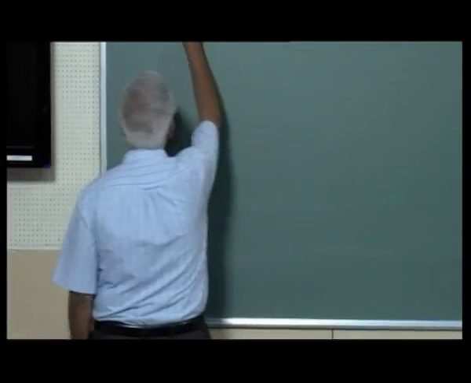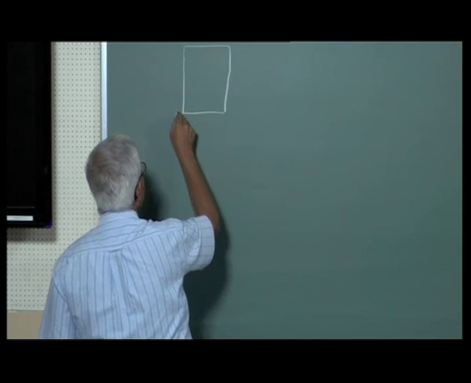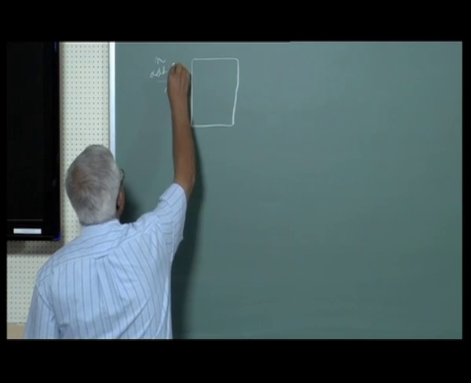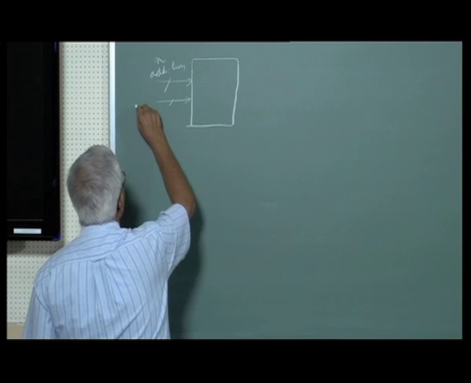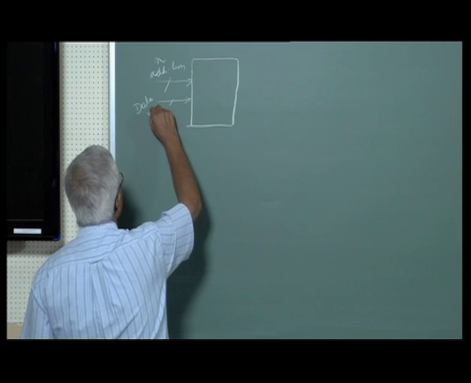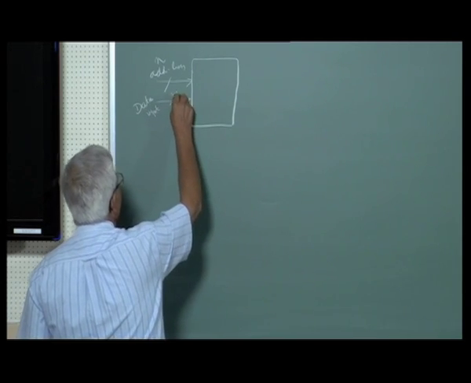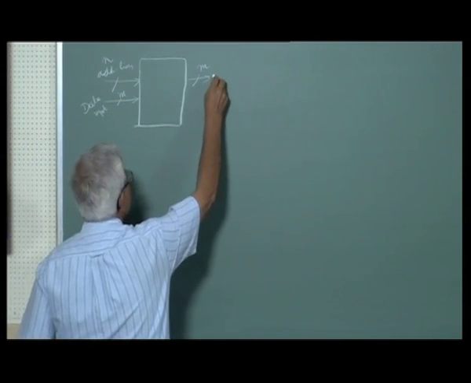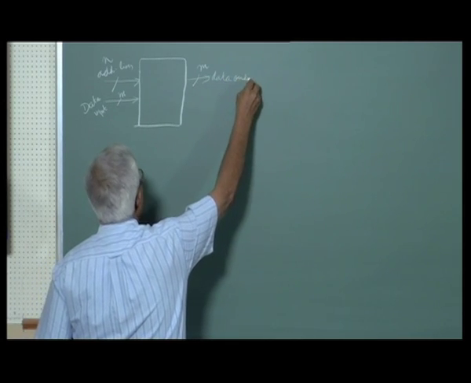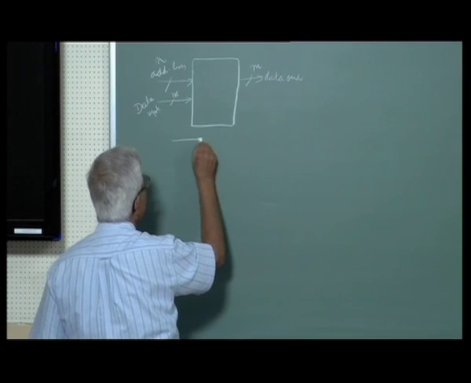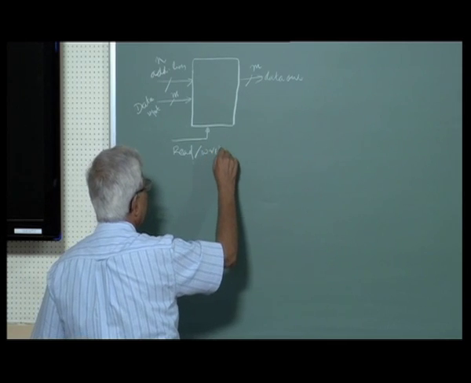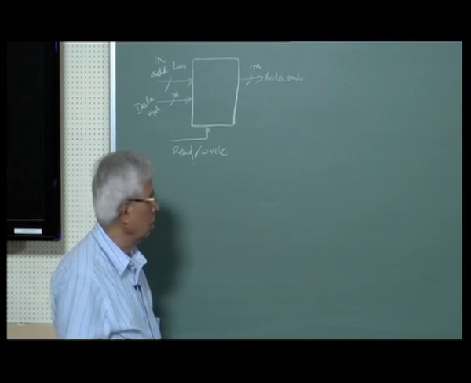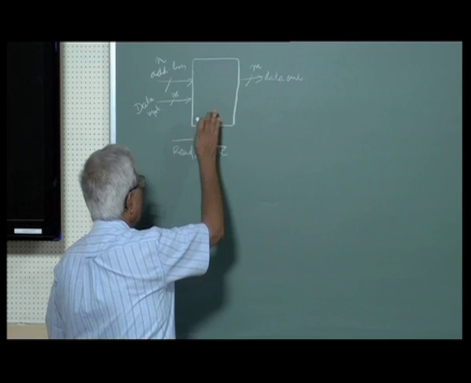So the read-write memory has, let us say, n address lines, m data input lines, and M data out lines. In addition there will be a read-write bar input, which says whether you are reading or writing. When it is 1 or high, you will be reading the content already stored in the memory. When you put a 0 on this line, low, you can write into the memory.